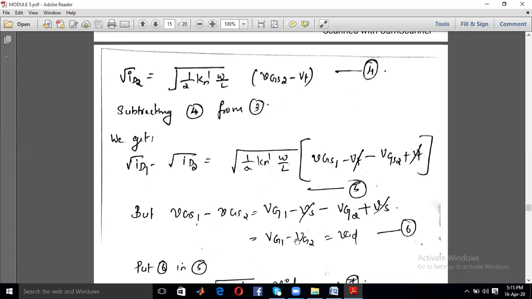Why are you not writing VS1 or VS2 here? You're writing it like VS. Why is it so? You're not specifying 1 or 2 in the case of the source terminal. Why is it so? Anybody?